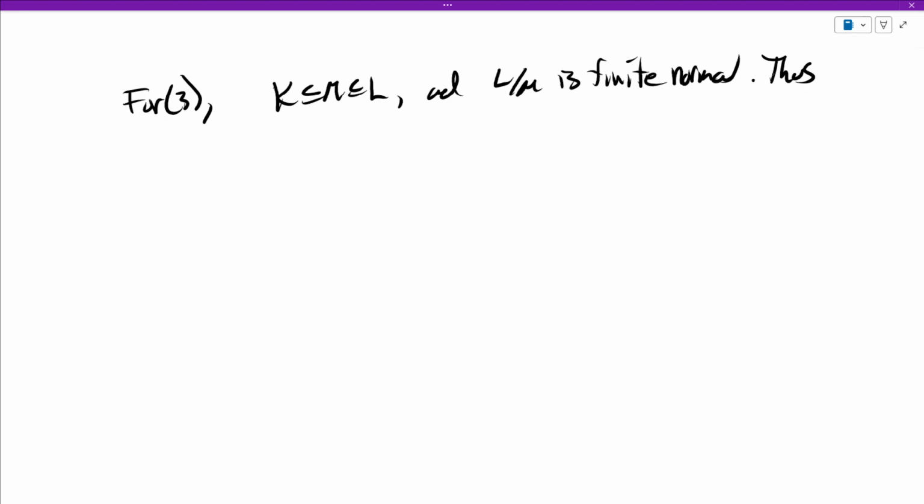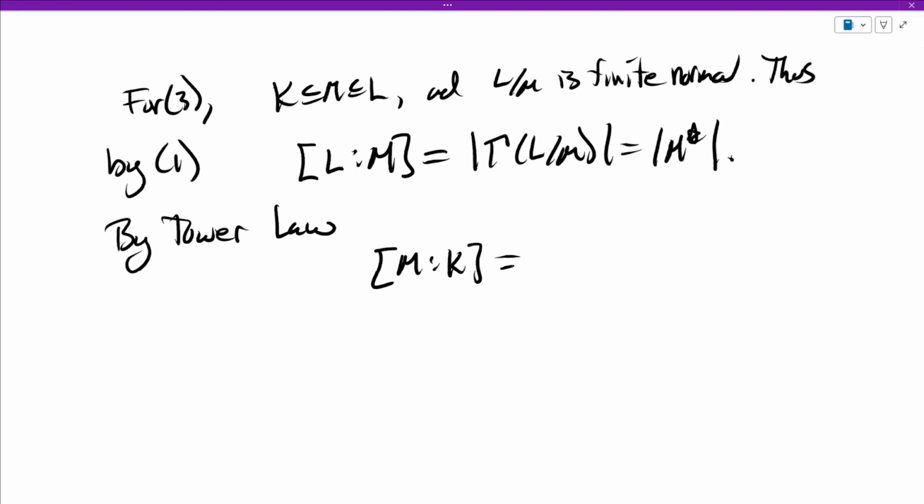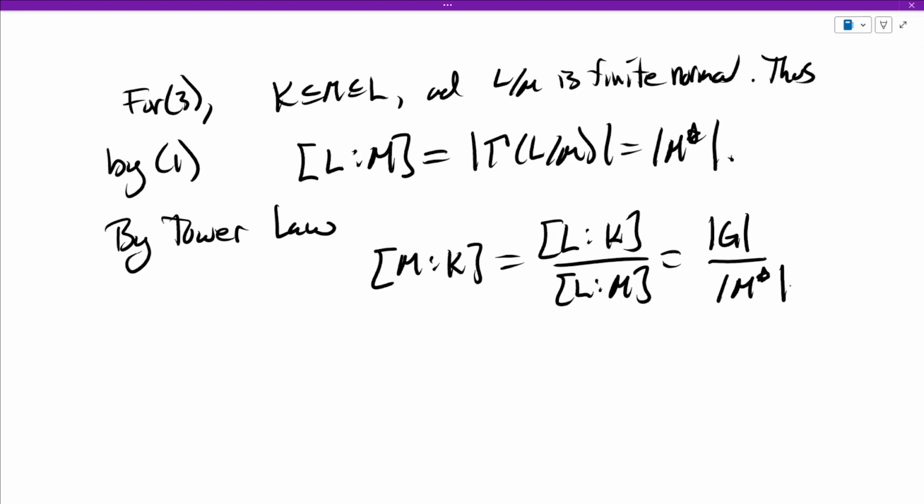Okay, so by 1, for finite normal extensions, the degree of L over M is the order of the Galois group of L over M, but the Galois group of L over M is what we mean by M star. Great. Okay, so that was one of the parts. The other part is look at the Tower law. So by the Tower law, the degree of M over K is the degree of L over K divided by the degree of L over M. If you work that out, you'll find the Tower law will tell you this. This upper guy is the order of the Galois group by part 1. And by what we just did, this is the order of M star, the Galois group of L over M. All right, so that's that.